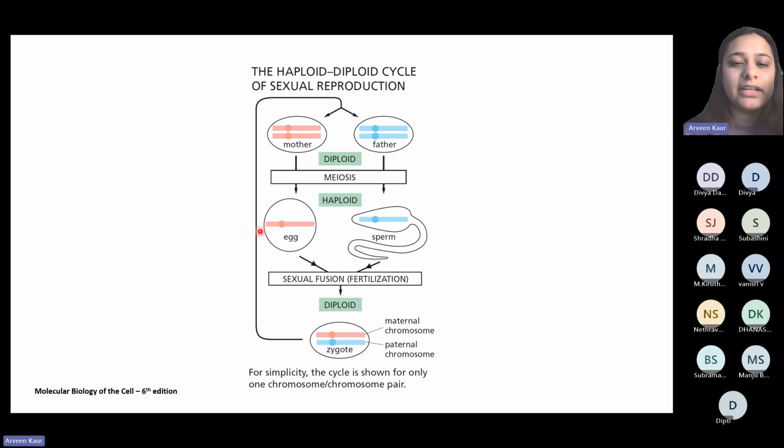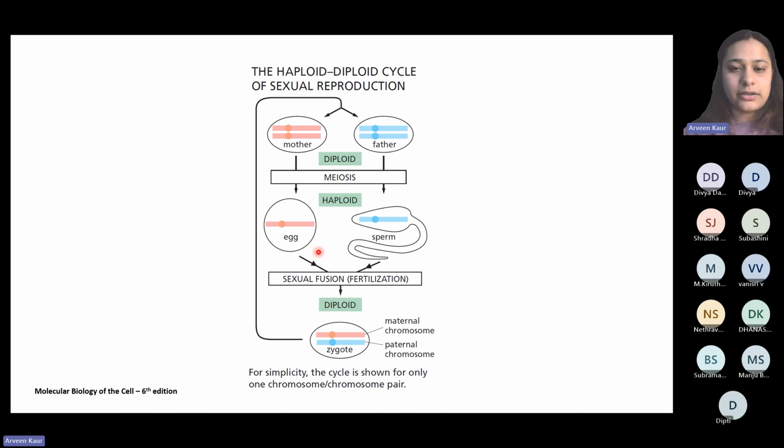So single N ploidy, wherein the egg will only have one copy of this maternal chromosome, and the sperm will have only one copy of this paternal chromosome, right? Why does this happen in the first place? It could have made another set of diploid chromosomes only, right? That is what happens in mitosis. So why at all do we need this haploid status to be achieved, right? So why we need this is for recombination to occur, right?